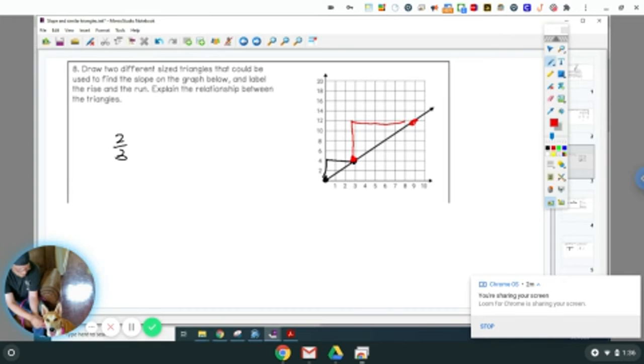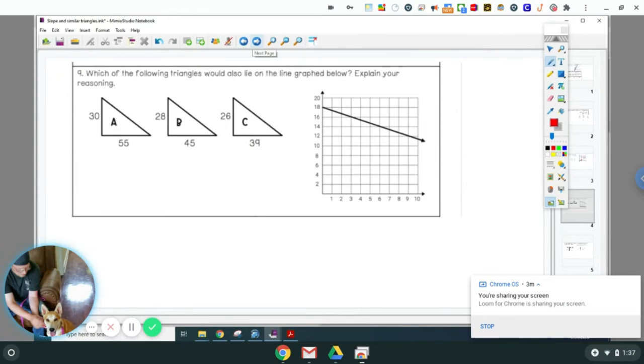So I rose 1, 2, 3, 4, and then I ran 1, 2, 3, 4, 5, 6. So I ran 6. So 4 over 6 simplifies down to 2/3, which shows that they're similar.